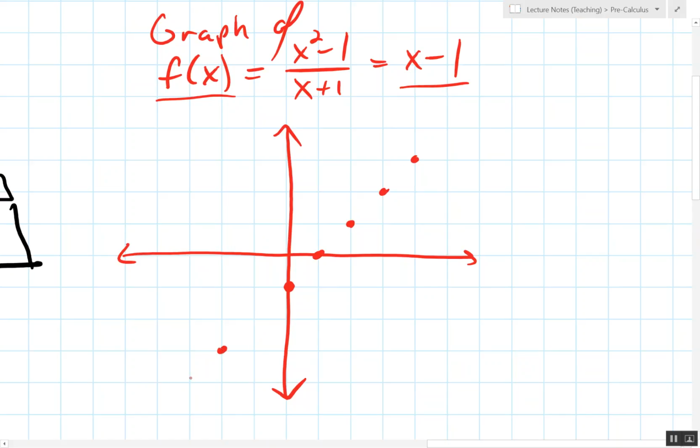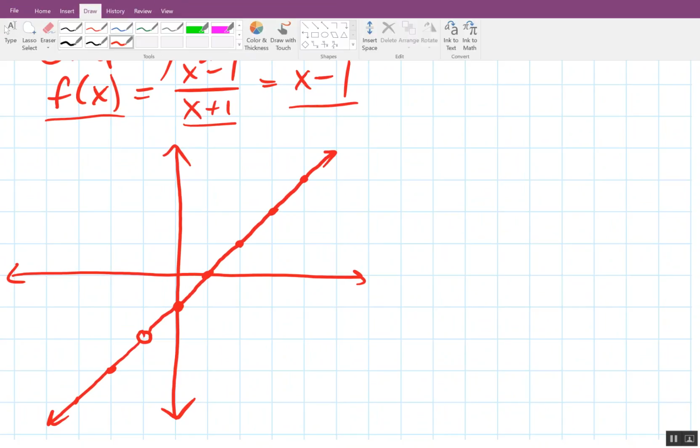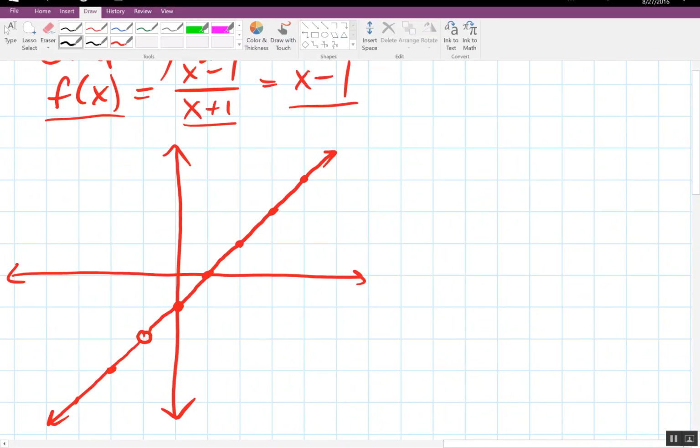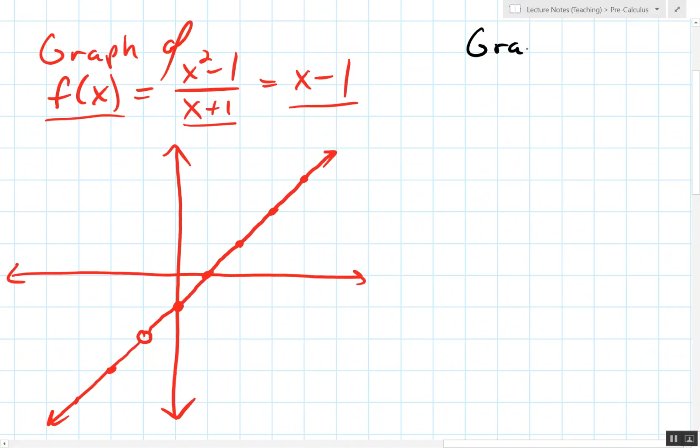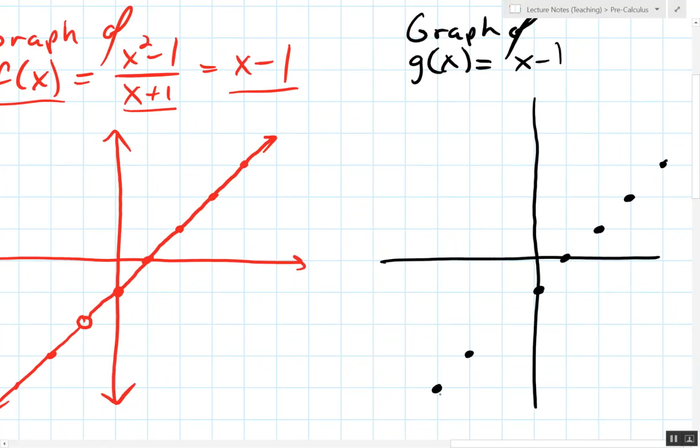But there is an exception here. Because this function is undefined at -1, we are actually going to have a hole in the graph at that point on the line. Whereas the graph, let's do this in a different color, of g of x equals x minus 1 does not have that hole in it. And so we can just draw a line straight through it.